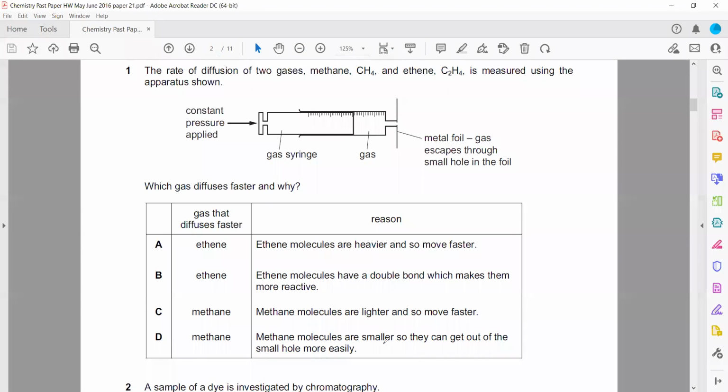When we work out the mass, because diffusion depends on the temperature and on the mass of the gas as well. For CH4, carbon is 12, hydrogen is 1 multiplied by 4, so the total mass will be 16. For ethene, C2H4, that means 12 multiplied by 2, 24 plus 4, so it will be 28.